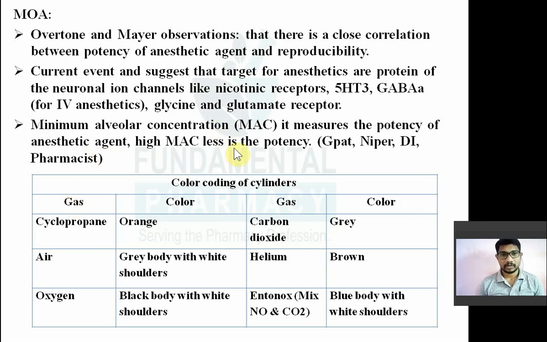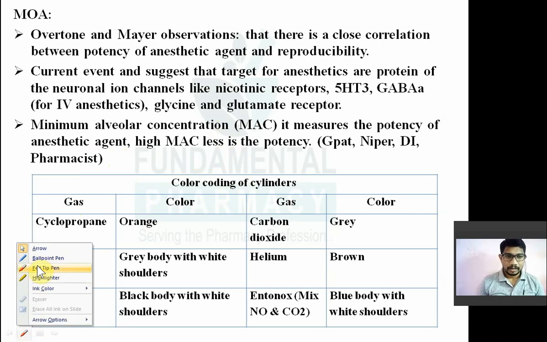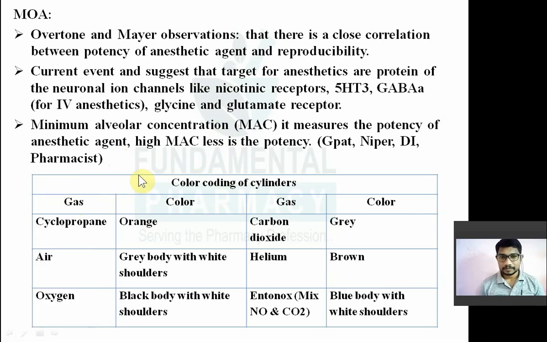Then again there is one more term known as blood drug partition. I have not mentioned it over here, but there is another term. So general anesthetics, or inhalation general anesthetics, are supplied in different cylinders. A question can come on color coding for the cylinder. There is a different color for a different gas, to prevent a mismatch, to prevent a mix up.